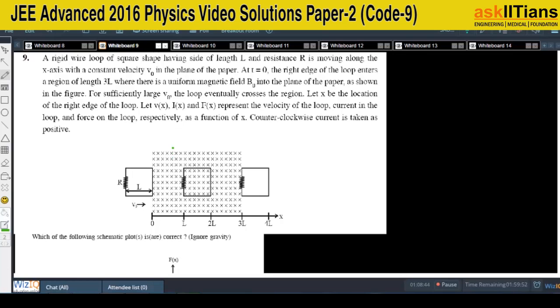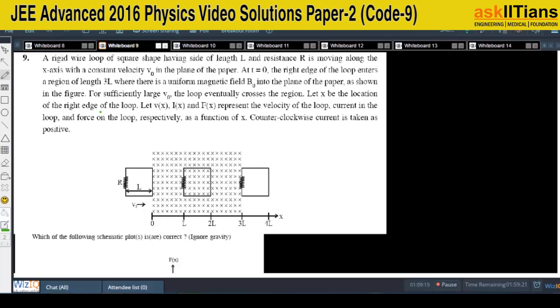Question 9. A rigid wire loop of a square shape having side of length L and resistance R is moving along the x-axis with constant velocity v0 in the plane of the paper. At t equal to 0, the rigid right edge of the loop enters a region of length 3L where there is a uniform magnetic field B0 into the plane of the paper, as shown in the figure. For sufficiently large v0, the loop eventually crosses the region.